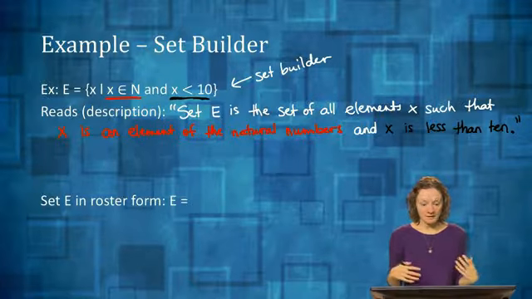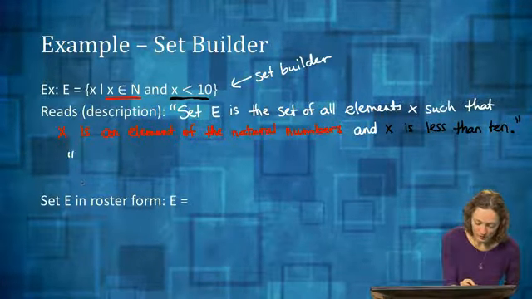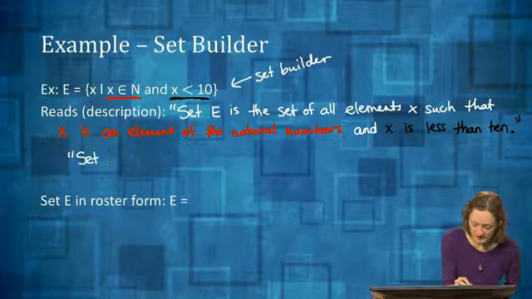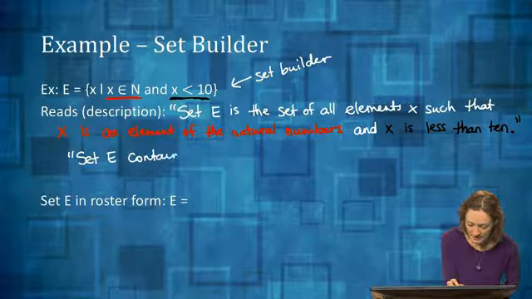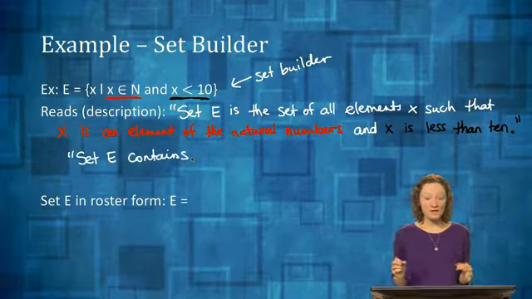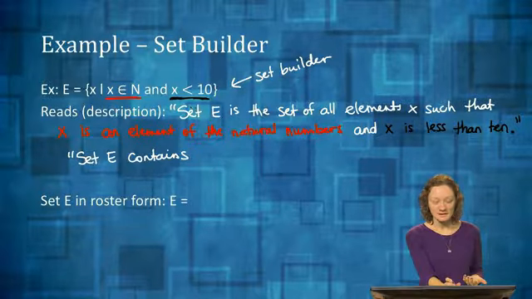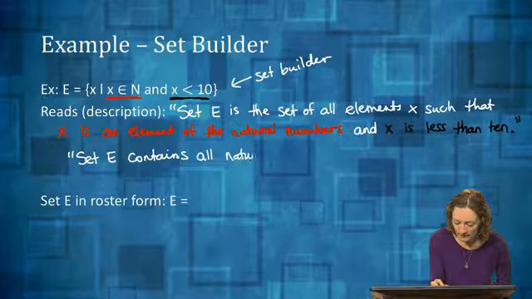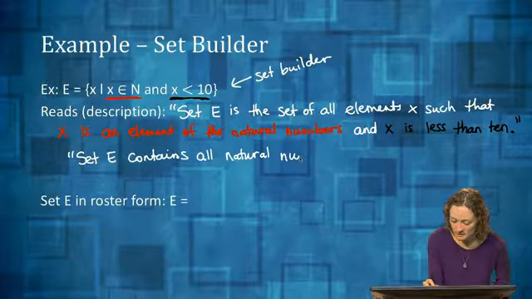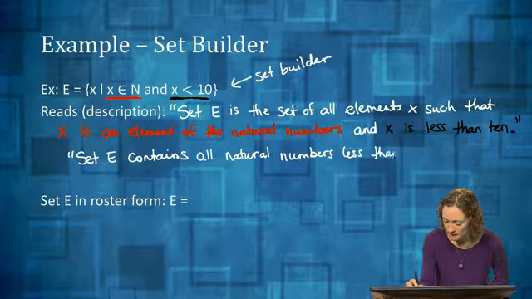You could be more concise in that description if you wanted to. Let me give you one quick example of what that could look like. You could just say set E contains, and you just have to hit all those conditions. We have natural numbers, and they have to be less than 10. So all natural numbers less than 10.